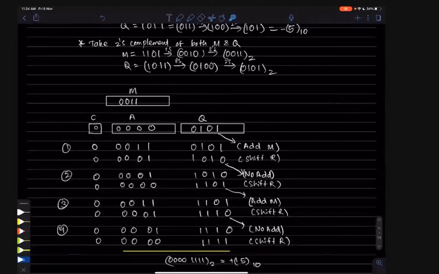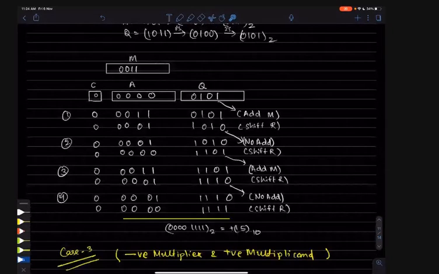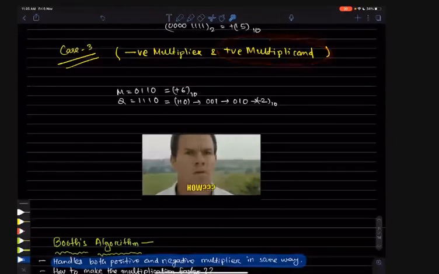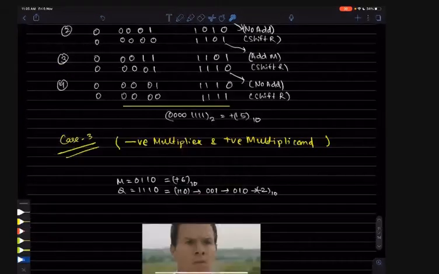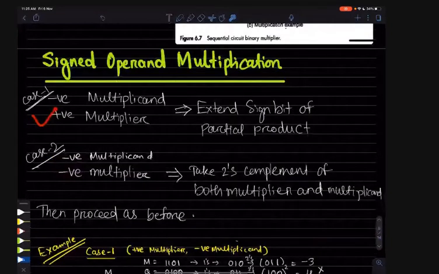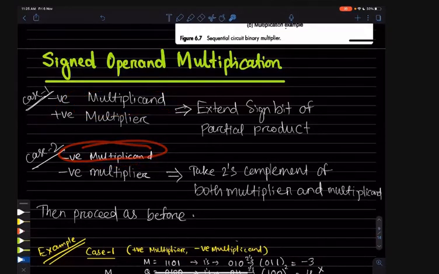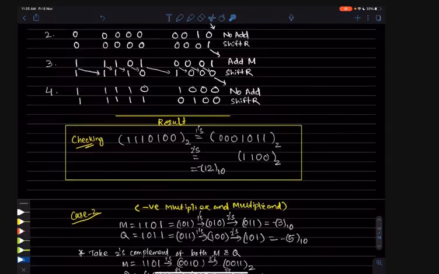If everybody understood, then you have to do it. Case number 3, this I will not do for you. Case number 3 says that there is a negative multiplier and a positive multiplicand. This case we have not seen here. In case number 1 and here also it is a negative multiplicand. What if the top one is the positive one? What will happen when the multiplicand is positive and multiplier is negative? In that case, what to do? That is case number 3.